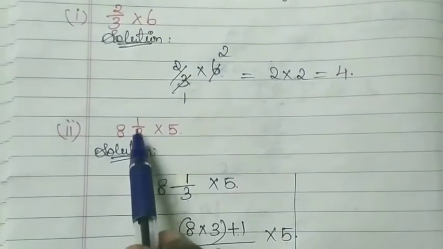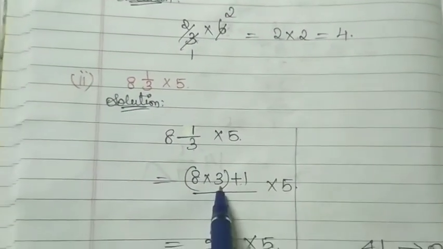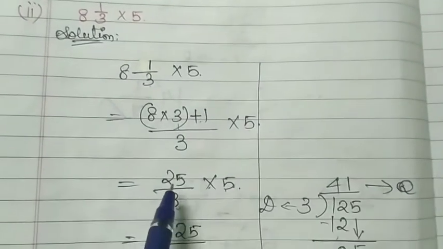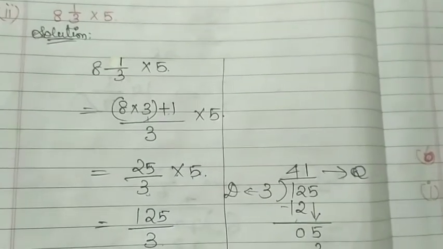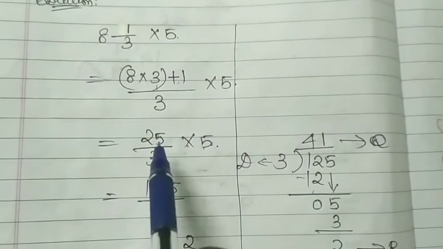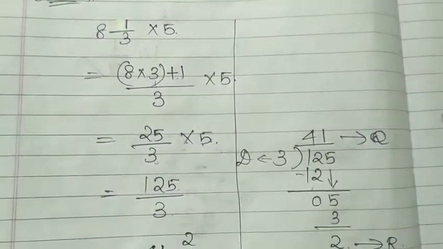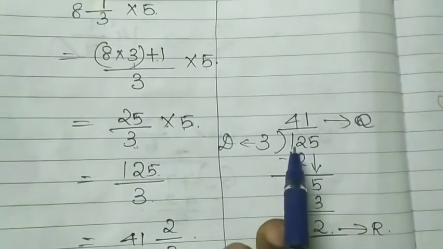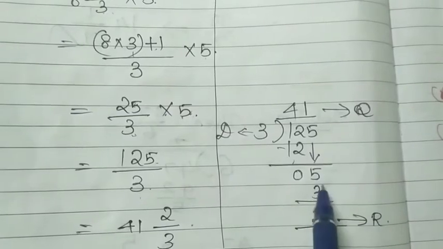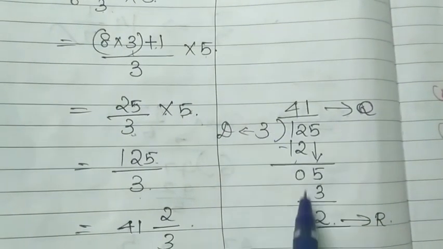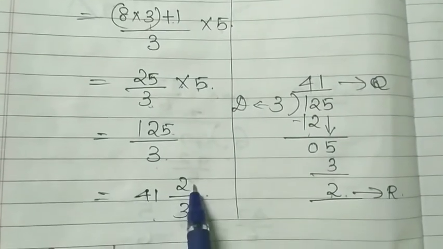Next, 8 1 by 3 into 5. We change the mixed fraction 8 1 by 3 into an improper fraction, so we get 25 by 3 into 5. 25 into 5 is 125 by 3. Here we divide 125 by 3. 4 3s are 12, the remaining is 0. Take the next digit, 5. 1 3 is 3, the remaining is 2. So we write the mixed fraction 41 2 by 3.